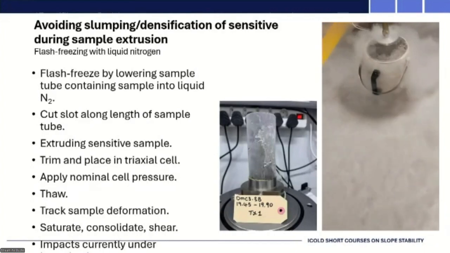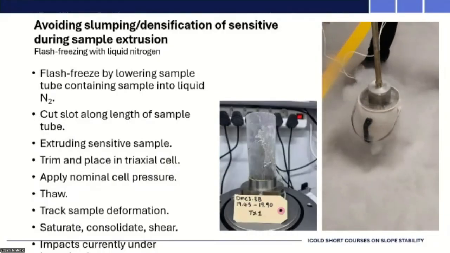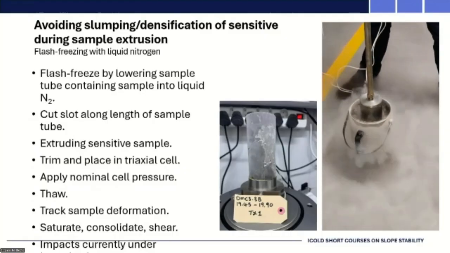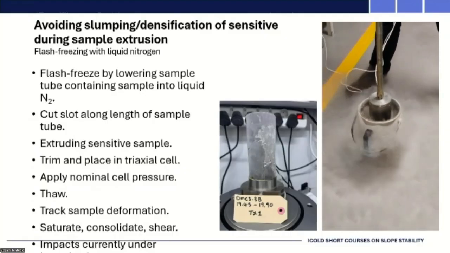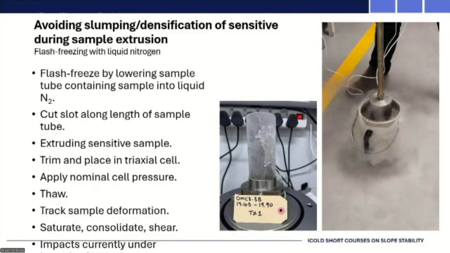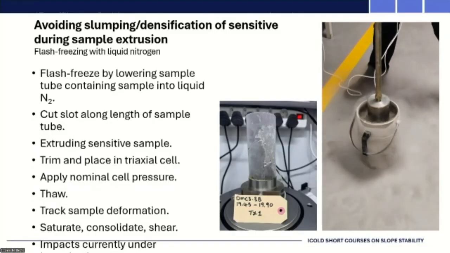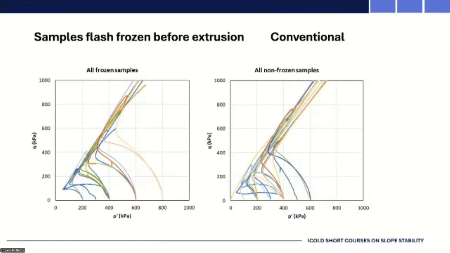And when that sample comes out, it is really easy to handle, of course. So what we would do is place it in the triaxial, apply confining stress of about 50 kPa, thaw it slowly over a bunch of hours, and then go through the saturation process. So I want to show just a comparison between the results.